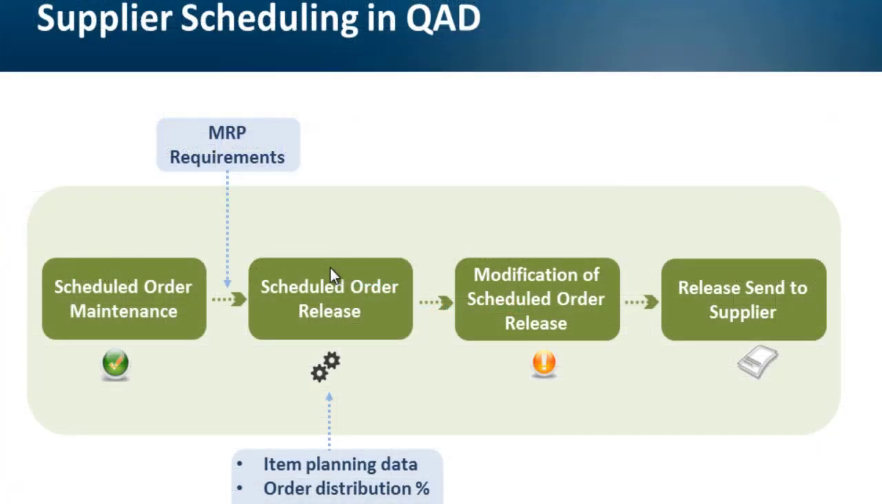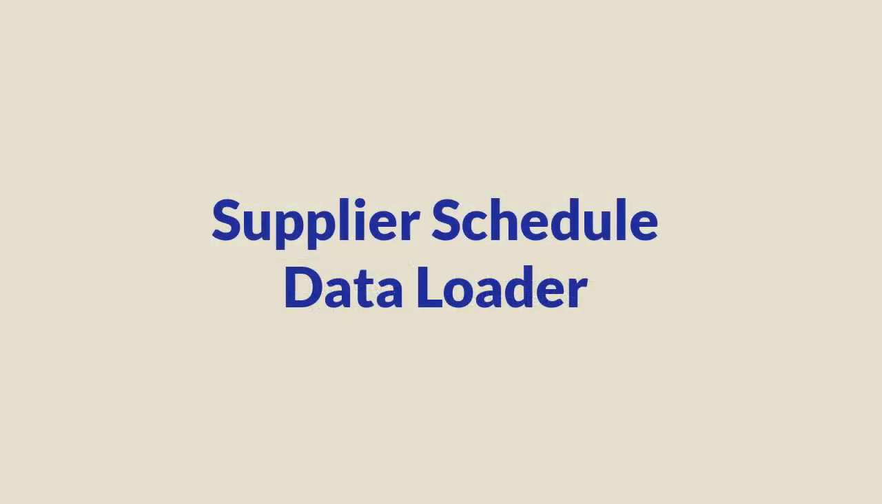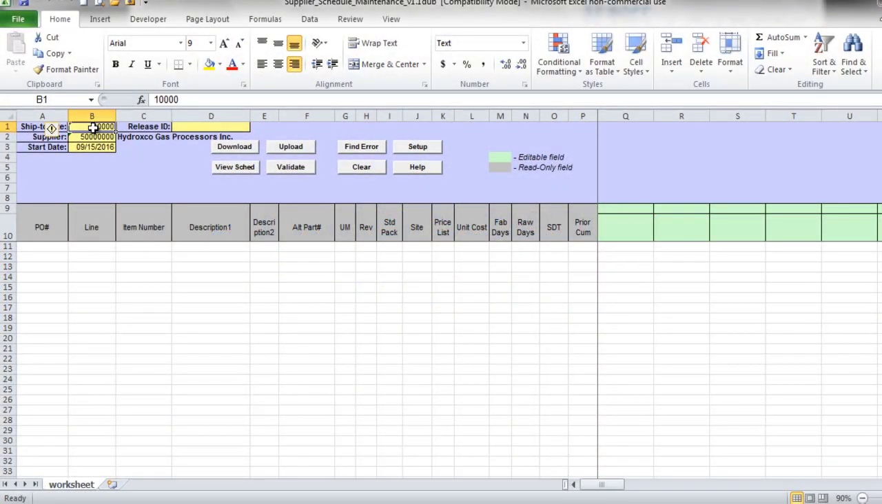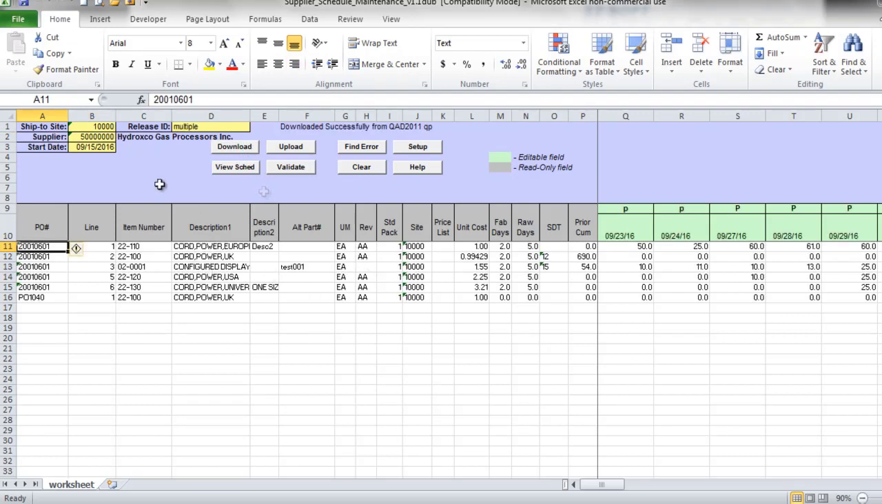What if we still need to make changes to the supplier schedule automatically generated by QAD? Well, our solution to this step is the supplier schedule data loader. Ship to site, supplier code, and start date for the schedule, and clicking on download. The active supplier release ID will be displayed in the header.